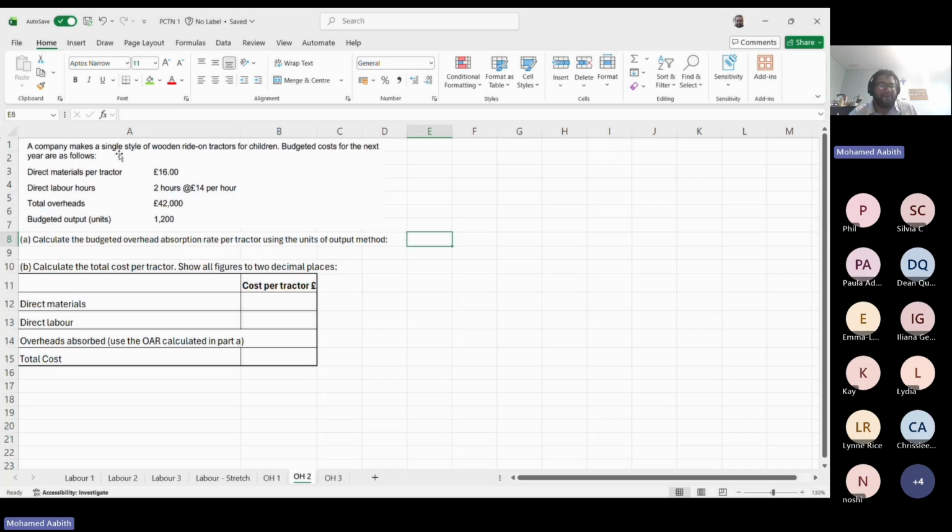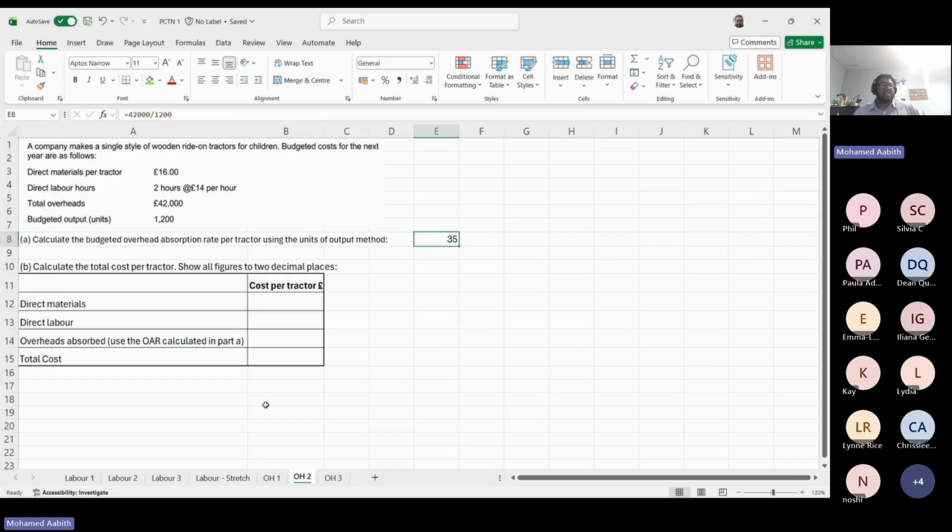Do you think you're going to have different time for different products? No, it's only one time. Every one of those takes you 2 hours. So therefore, it's easier using the unit absorption method. So let's say here, the rate is going to be £42,000 divided by 1,200. That gives you £35 overhead absorbed per unit. So here, overhead absorbed per unit is £35. Now let's look at the next one.